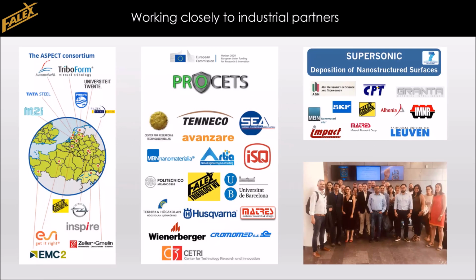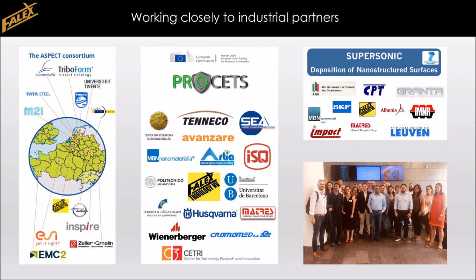A large part of our success is being close to our partners, and that we achieve by performing bilateral collaborations or large-scale industrial projects such as the ones that you can see in this slide. The first one is the Aspect project, where we have evaluated the frictional properties of oils which will be used in the automotive industry and also in the consumer goods field.